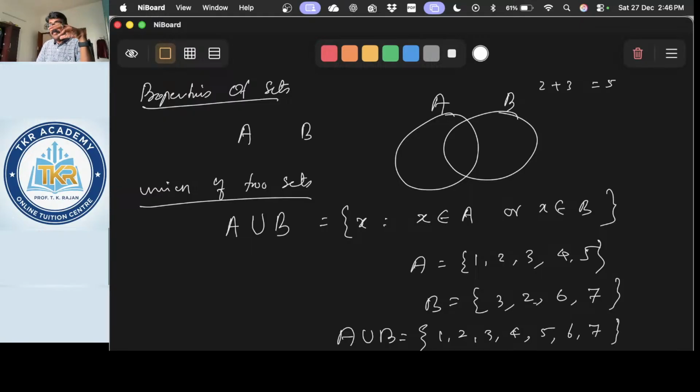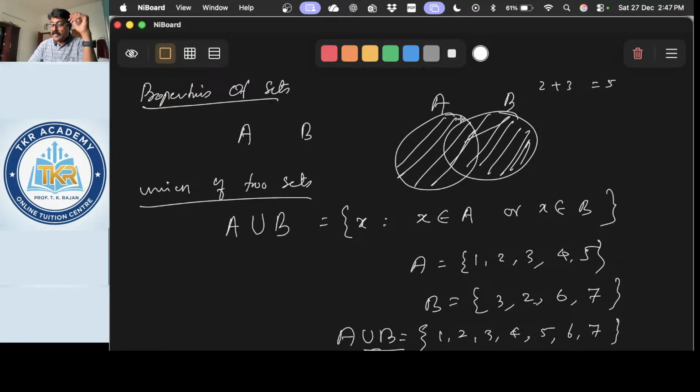When we write a set, we do not repeatedly write the same object. So A union B is {1, 2, 3, 4, 5, 6, 7}. This is A union B. This is the union of two sets. So how do we mark the union of two sets using a Venn diagram? This is the union.